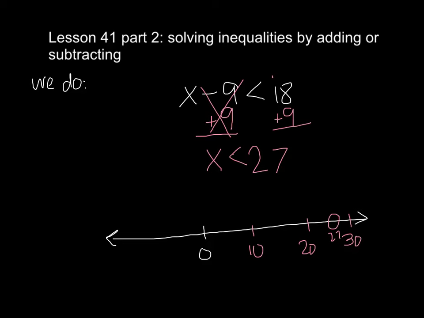I don't bubble this one in because there's no equal sign. It doesn't say less than or equal to, it just says less than. So I don't bubble it in. And we know that this number is smaller, so it could be 20, it could be 10, it can't be 30, so it must go that way. So now it's been graphed and that's it. Same skill as we did with the equations, and then the graphing we worked on in the previous lesson. Put those two things together, nice and easy.